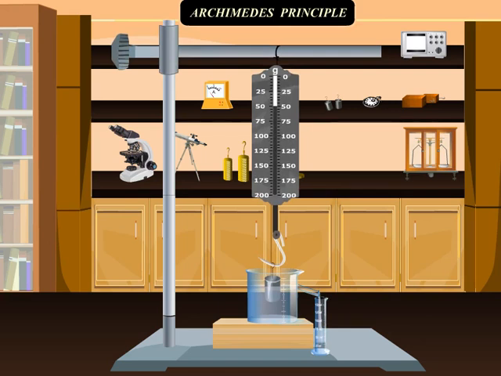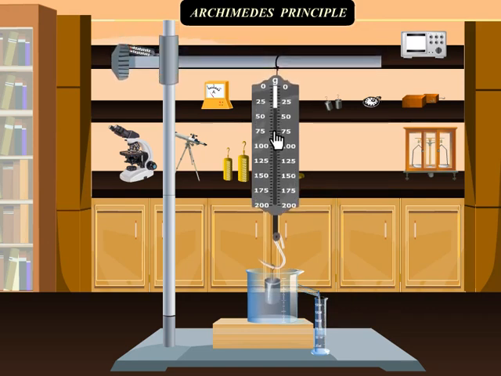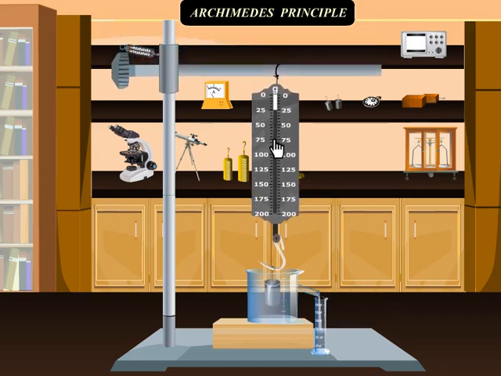Again, on immersing the block further into the water, the apparent loss in weight of the block becomes 50 grams, and the weight of the water collected in the measuring cylinder also becomes 50 grams. On immersing the block further, the apparent loss in weight of the block is 75 grams, and the weight of the water collected in the measuring cylinder is also 75 grams.